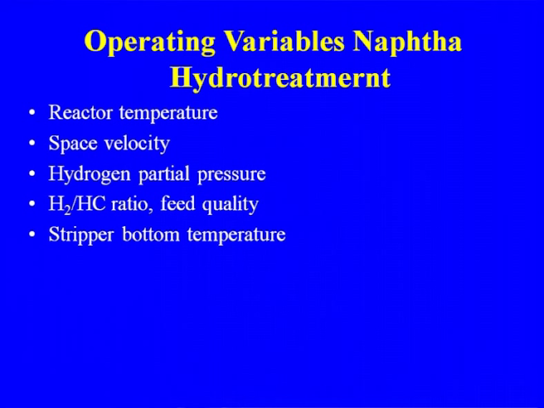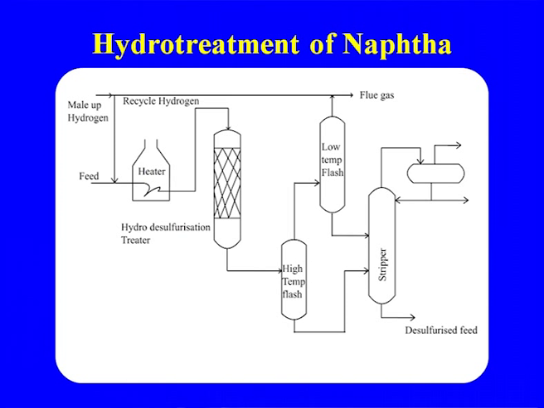Operating variables in the naphtha hydrotreatment: reactor temperature, space velocity, hydrogen partial pressure, hydrogen to hydrocarbon ratio, feed quality and stripper bottom temperature. This is the hydrotreatment of the naphtha. Feed is going to the heater, from the heater it is going to the main reactor where the hydrodesulfurization and other reactions are taking place.